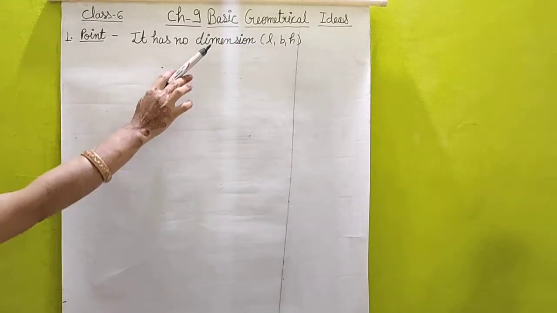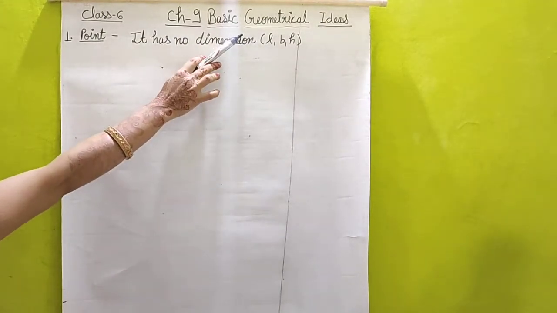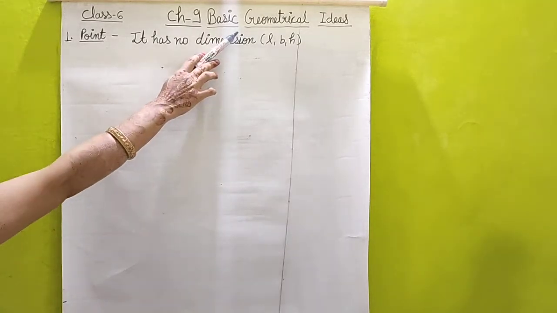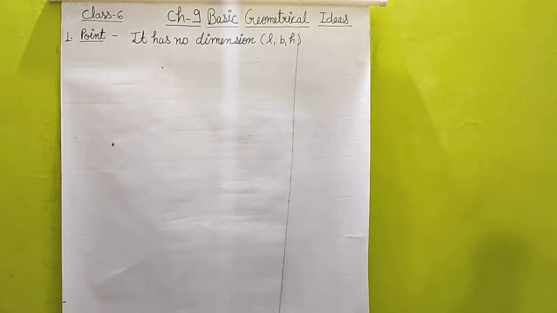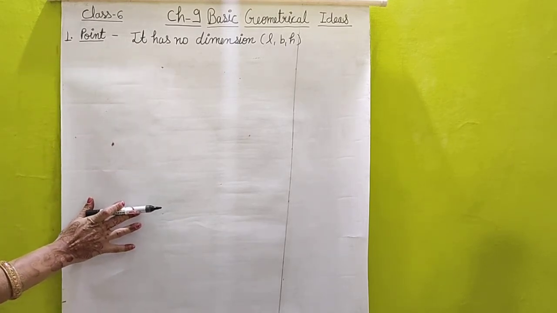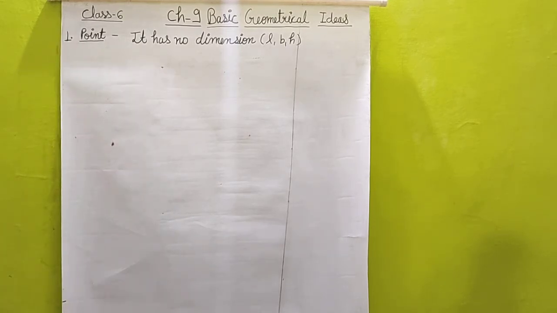After completing chapter 7, Algebra, today we will start chapter 9, that is Basic Geometrical Ideas. Students, in this chapter we will study geometry. In geometry, as you know, you are familiar with the geometry part. We will study points, line segment, ray, different types of lines. After completing this introduction part, you will be able to complete exercise 9.1.